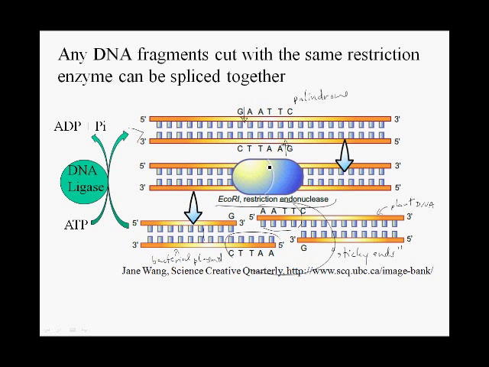Now, if you take away the restriction enzyme and you have a test tube full of DNA molecules with these sticky ends, and now you add DNA ligase plus ATP, these sticky ends will reanneal and reform unnicked or intact DNA molecules. So we now have a way of cutting DNA very precisely and rejoining them to make a whole intact DNA molecule.